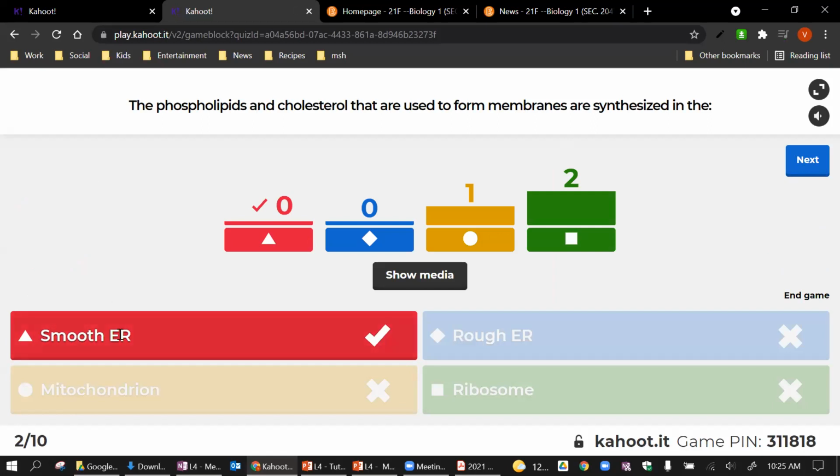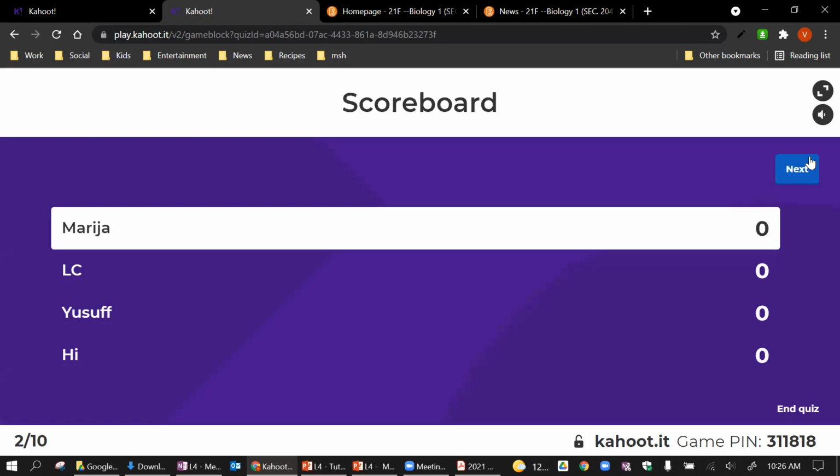The smooth ER is where you produce lipids, right? Remember? The ribosome, which is what some people chose, is for protein synthesis. And phospholipids and cholesterol are not proteins. The mitochondria is for energy production. So the correct answer is smooth ER. That's okay. Now you know what you need to work on.